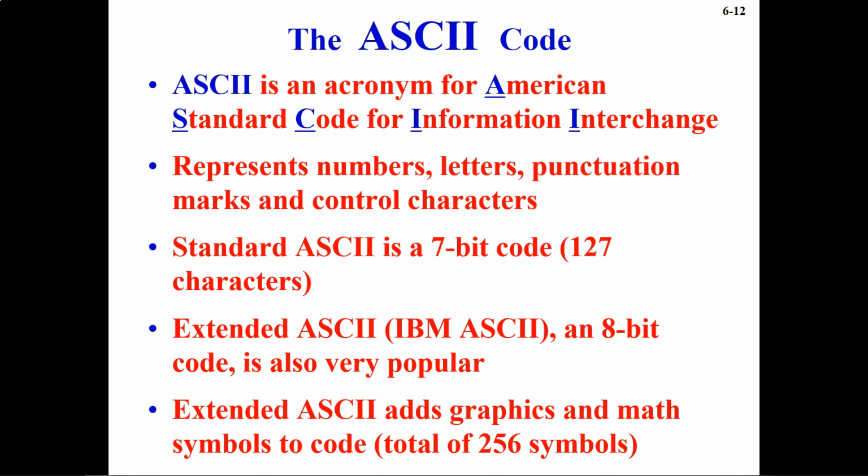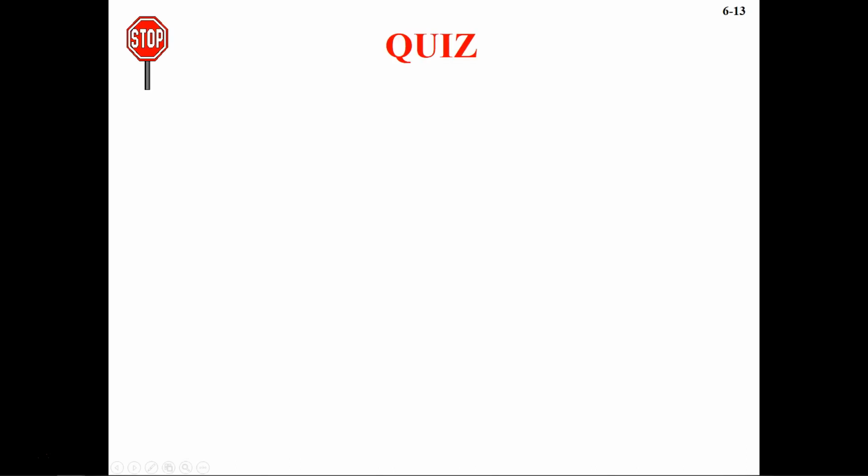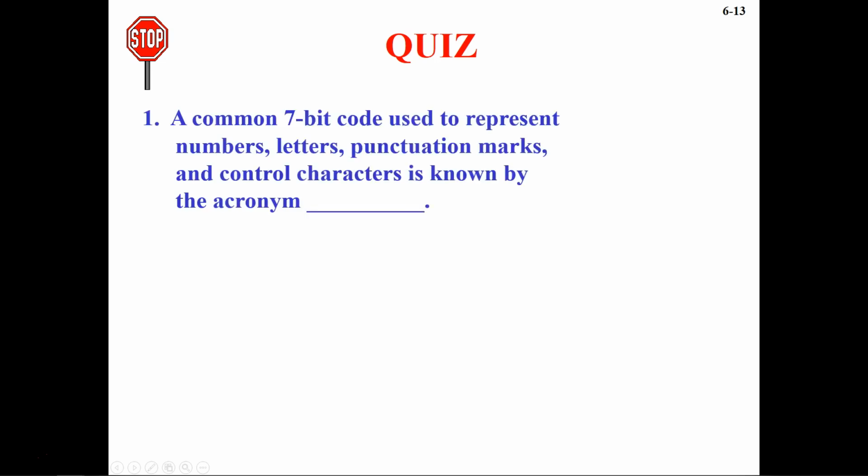So that's the advantage of using the ASCII code, and that's how it has been used. Now let's go to the next slide. So there are a couple of questions here. A common 7-bit code used to represent numbers, letters, punctuation marks, and control characters is known by the acronym, which is ASCII code. So the answer is ASCII.